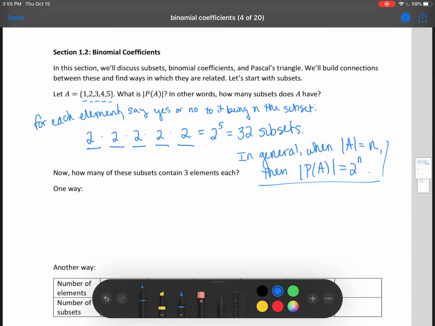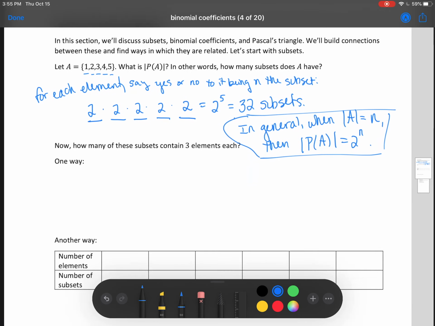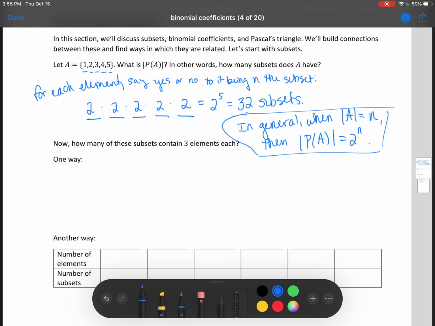All right. So that's a good formula to remember. I'll even put it in a little box. So if your set has n elements in it, then there's 2 to the n elements in the power set. All right, so the next question says how many of these subsets contain 3 elements each?